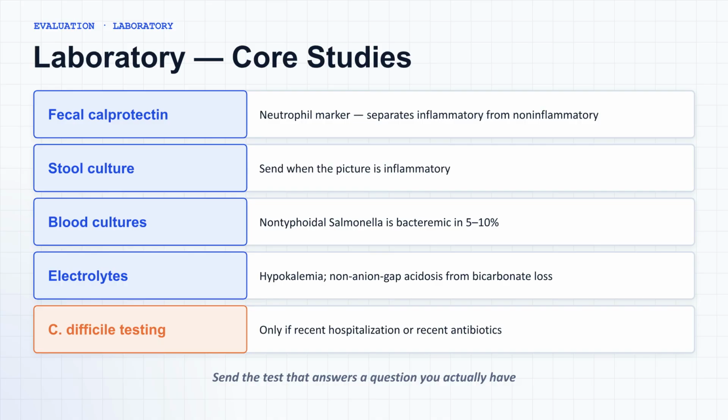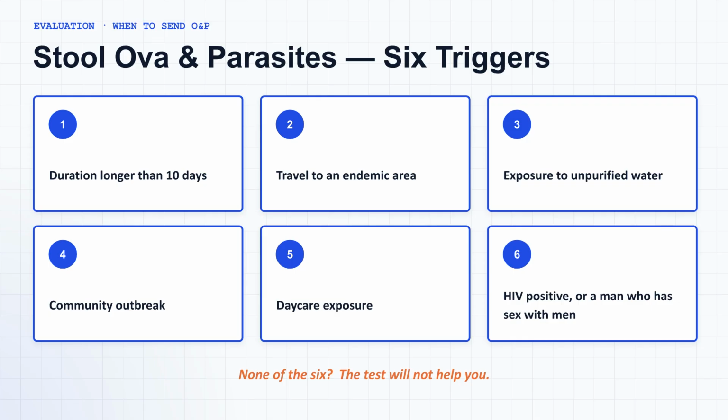One caution on stool culture: the yield is low in watery non-inflammatory disease, so reserve it for the inflammatory picture. Stool ova and parasites is the test residents order reflexively and usually wrongly. 6 situations justify it. First, the diarrhea has lasted more than 10 days. Second, travel to an endemic area. Third, exposure to unpurified water, a stream, a well, a lake.